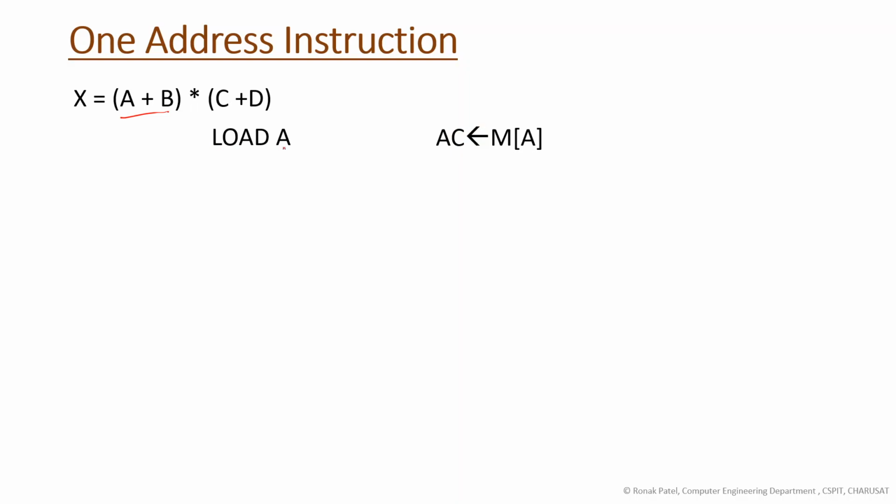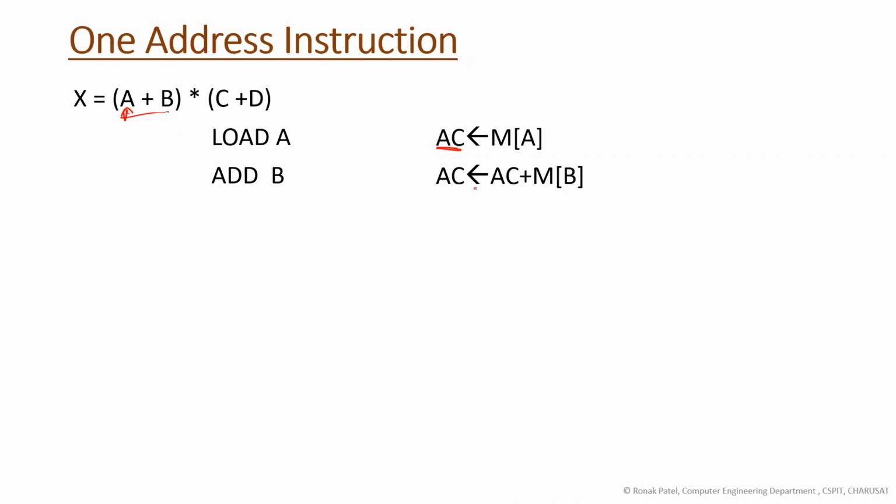First, load A means from this address in the memory, the value will be loaded in accumulator when you write load. Then what next? Write the instruction, that is addition. Add B means it will perform addition operation with your accumulator. So what it does: AC plus M of B, and the result will be stored in accumulator again.